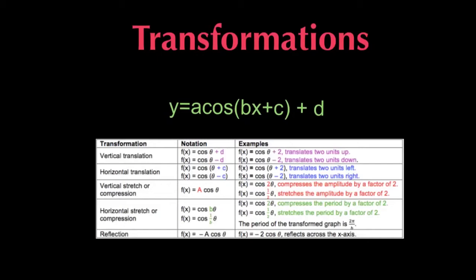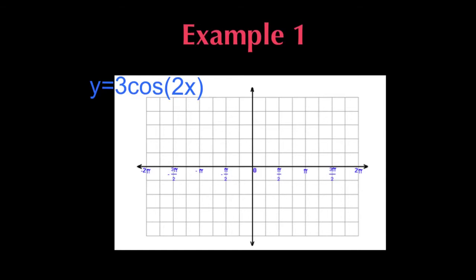Same transformation rules apply. You can read through these here, pause if you want to take some notes on this. I'm going to do two examples, one that's going to change amplitude and period, and one that's going to do some shifting. So like I did with sine graphs, I'm going to start off with the parent function, and I'm going to keep it close in because I'm going to be changing my amplitude.